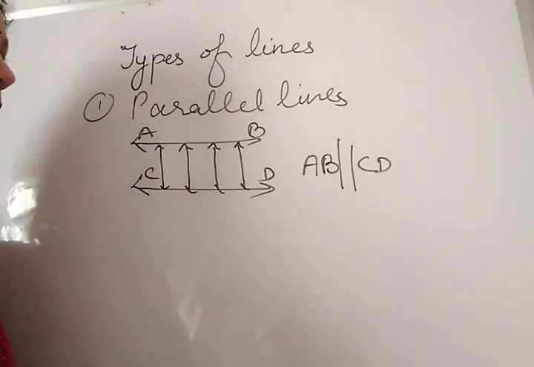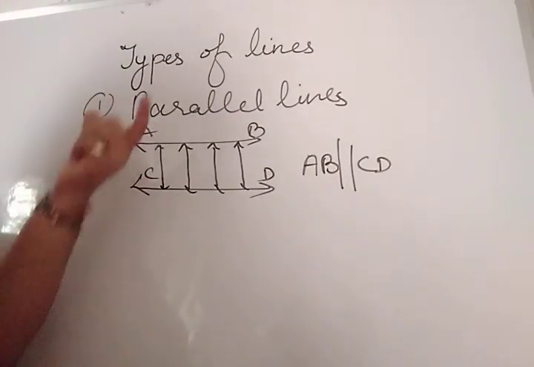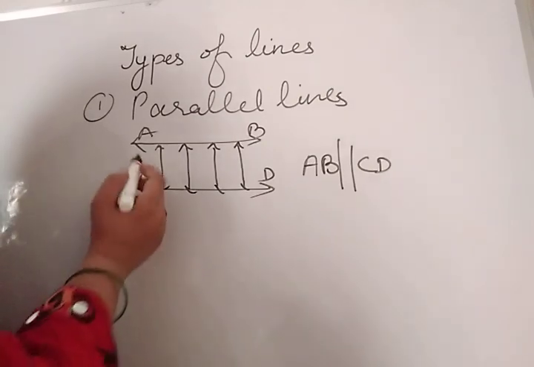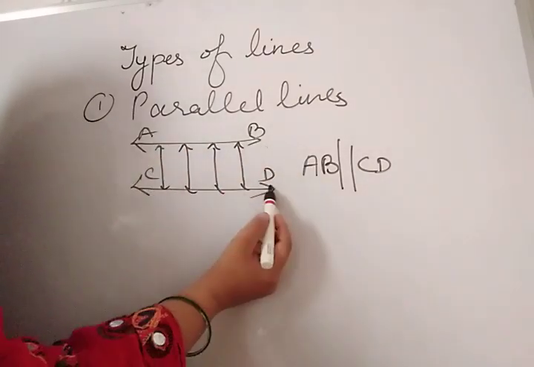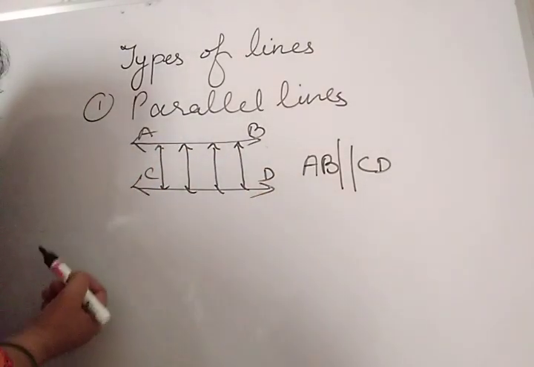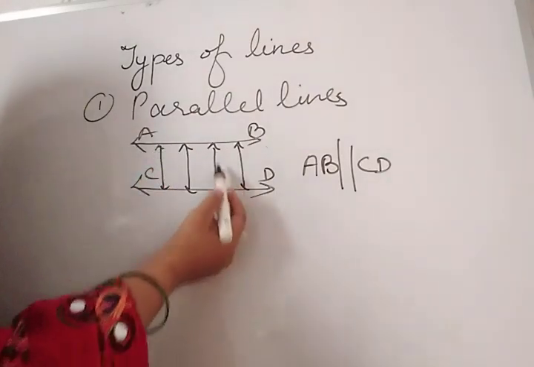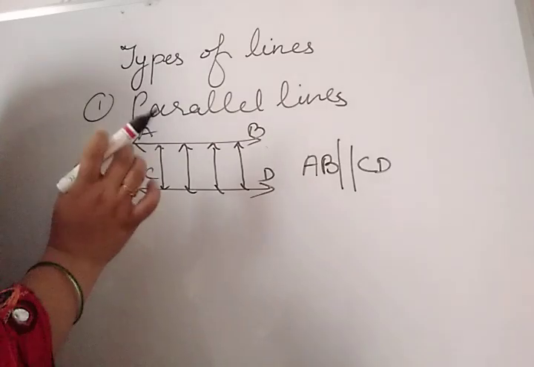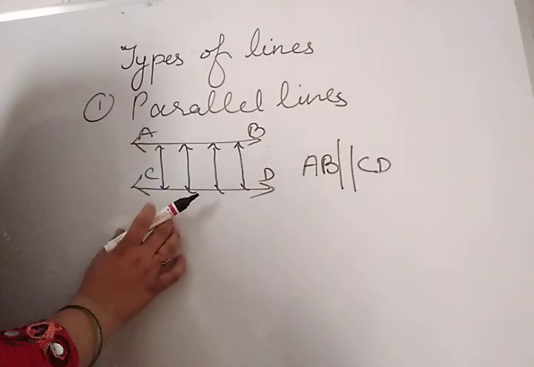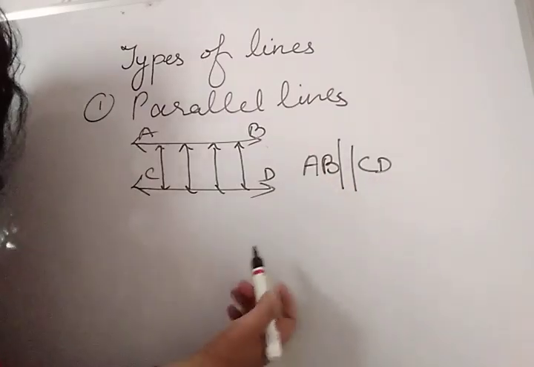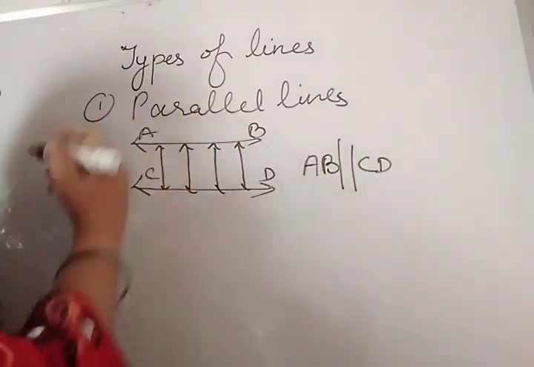Today we will learn about the types of lines. The parallel lines. What are parallel lines? The lines which do not intersect each other. See, the line AB and CD are not intersecting each other, and the distance between AB and CD remains the same everywhere. So such kind of pair of lines is called parallel lines. So AB is parallel to CD. This is the symbol of parallel lines.